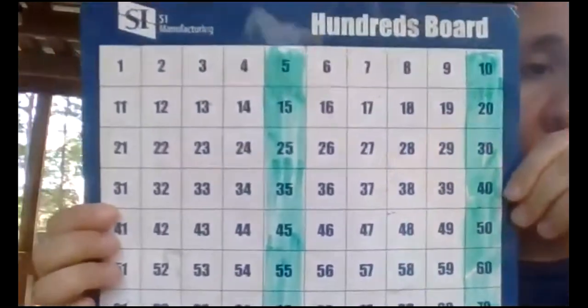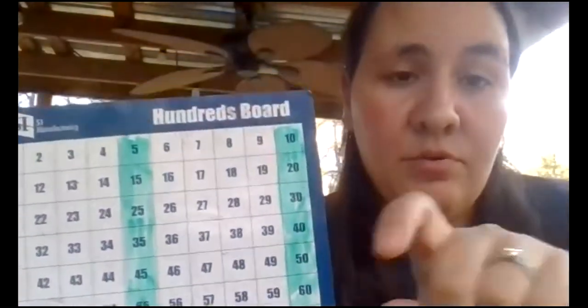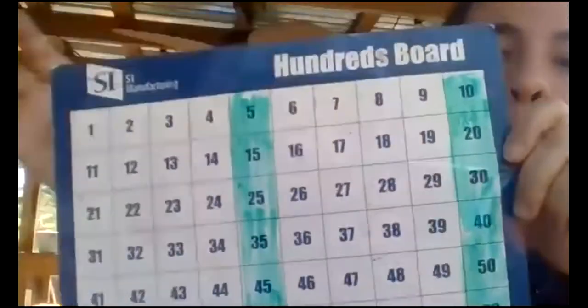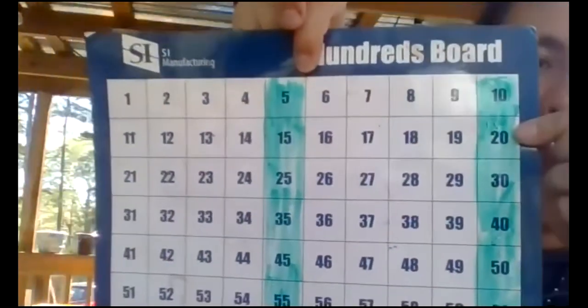And you can print lots of hundreds charts so you can practice this at home. Or you could just print one and erase it as you go. That's fine too. Or you could pull one up on the computer and touch it. All right, so I have my column of fives over here. I have my columns of 10. So I'm going to show you how I would count my nickels if I forgot how to count by fives.